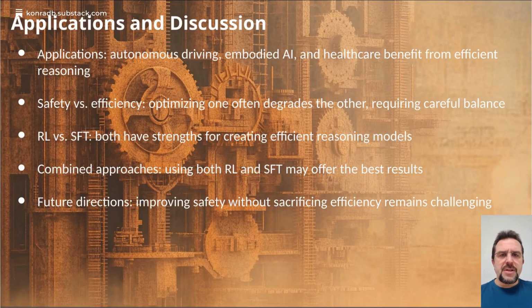Section 8 discusses practical applications and considerations for efficient reasoning. Applications span autonomous driving, faster decision-making, embodied AI, smarter robots, and healthcare, quicker analysis of medical data. A key challenge is balancing safety and efficiency. Safety measures often require additional computation, while efficiency optimizations might reduce safeguards.